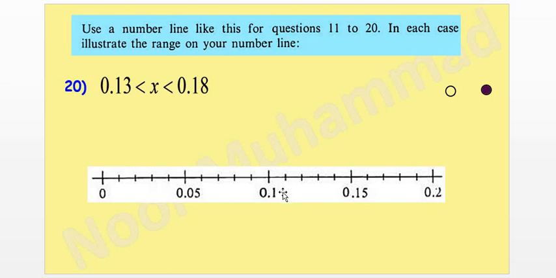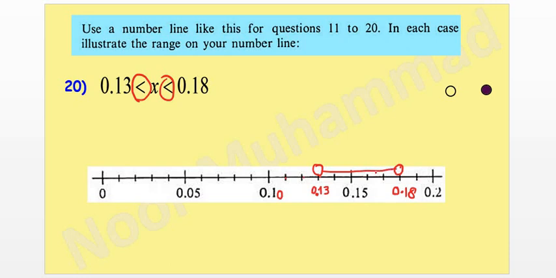Let's solve this one. It says 0.13 to 0.18. The main problem is how to draw the number line. Once you have drawn the number line, the things are very simple. Look at this symbol, 0.13. This is 0.10 actually, so this is 11, 12, 13. The circle will be placed here because this is 0.13. The other one will be on 0.18, so 15, 16, 17, 18. Again it will get an open circle, and then you will draw a line between them.